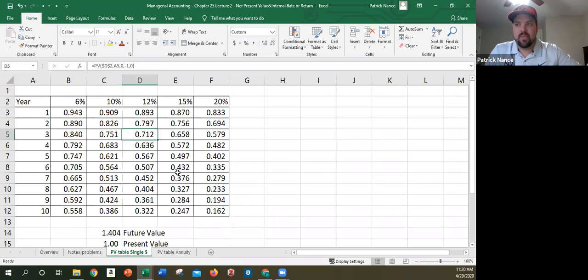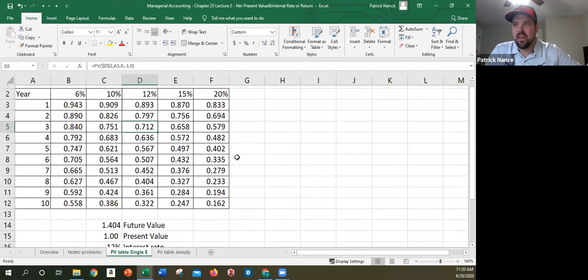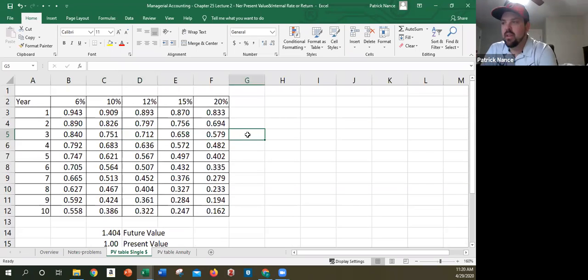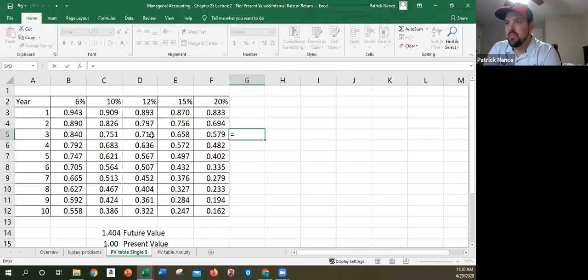Well, the $1 that I'm going to receive 3 years from now, I already found that, right? It'd be $1 times the 0.712. But I also need the one that I get paid in year 2, so I need $1 times 0.797. I also need the $1 times 0.893, and I would add all those together. So let me show you.